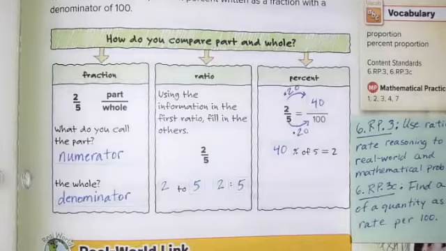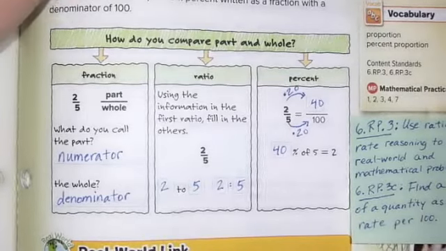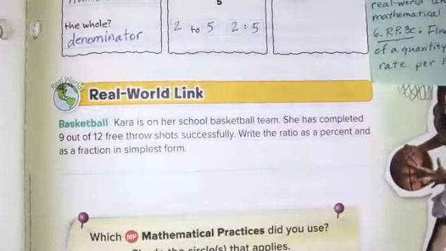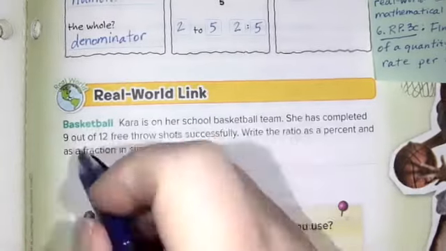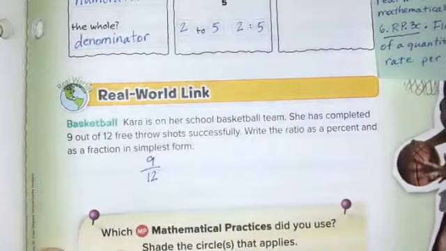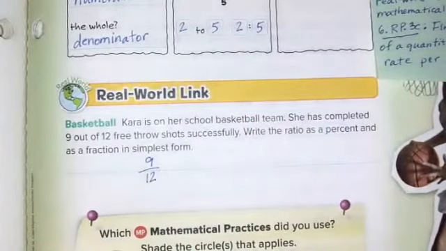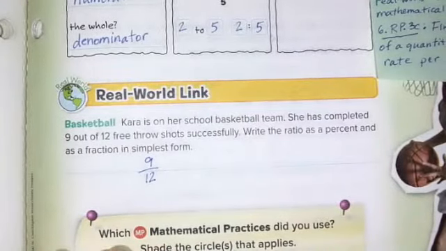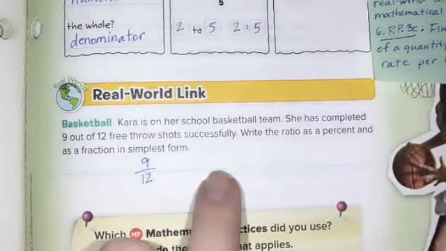Let's look at a real world link in the sample problem just below. Kara is on her school basketball team. She has completed 9 out of 12 free throw shots successfully. 9 out of 12, so that's very good. Write the ratio as a percent and as a fraction in simplest form.